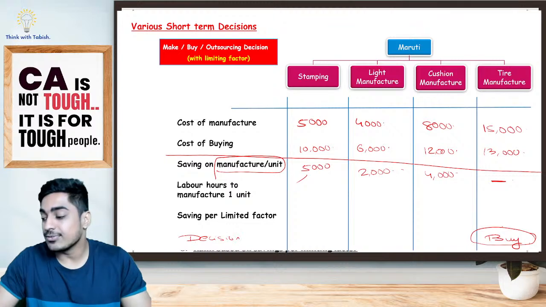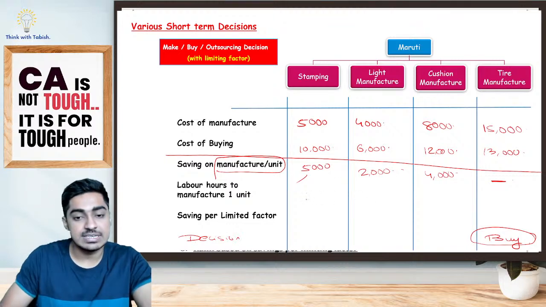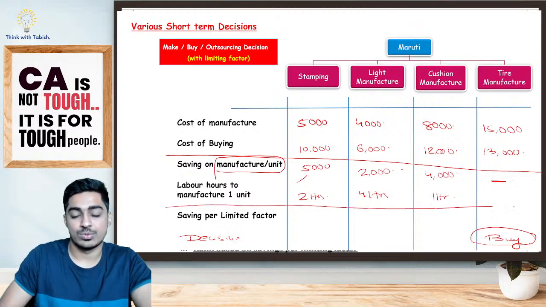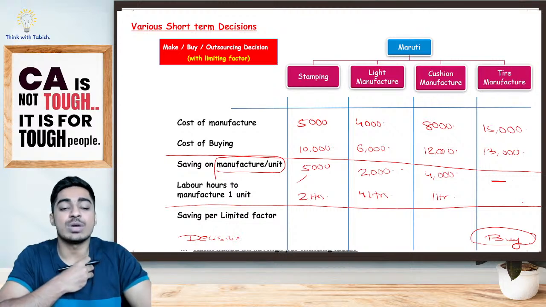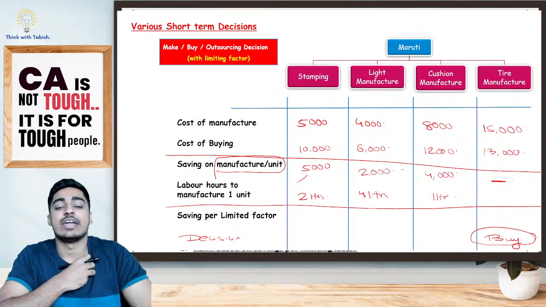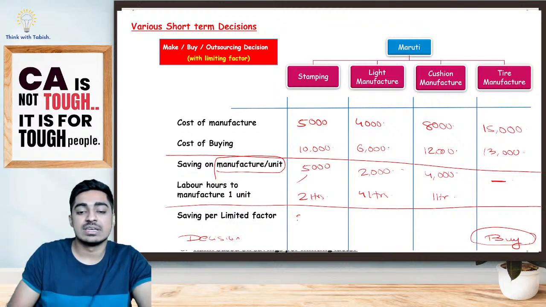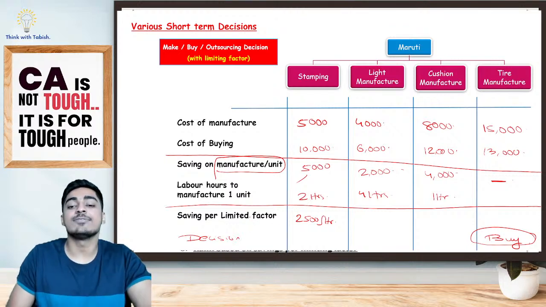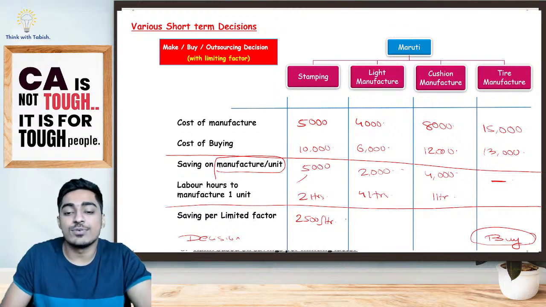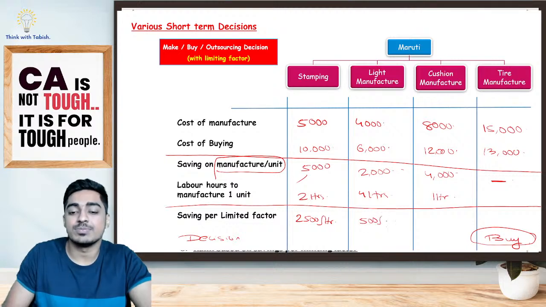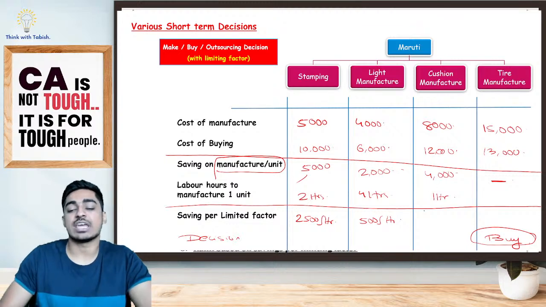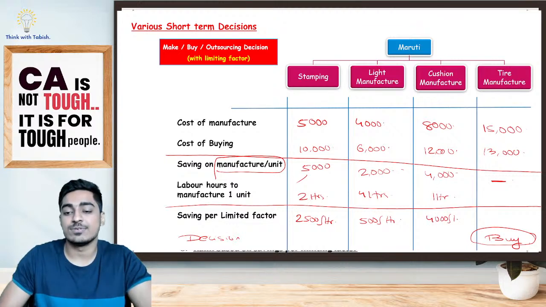Now, how many hours are required? Assume 2 hours for stamping, 4 hours for light, 1 hour for cushion. If I do stamping on my own, I can save 5,000 rupees, and to save that I have to work 2 hours, so I'll be saving 2,500 per hour. If I manufacture light, I will save 2,000 rupees by working 4 hours, so 500 rupees per hour. If I manufacture cushion in-house, I'll save 4,000 rupees by working 1 hour, so 4,000 per hour.